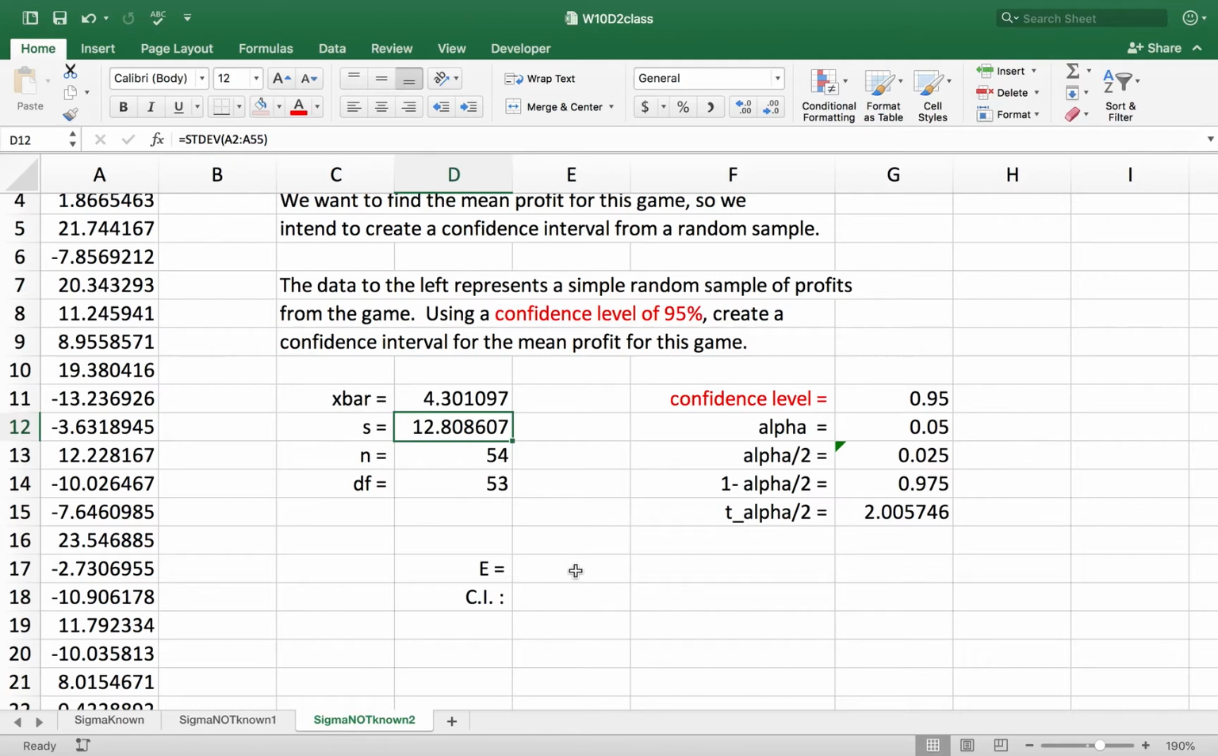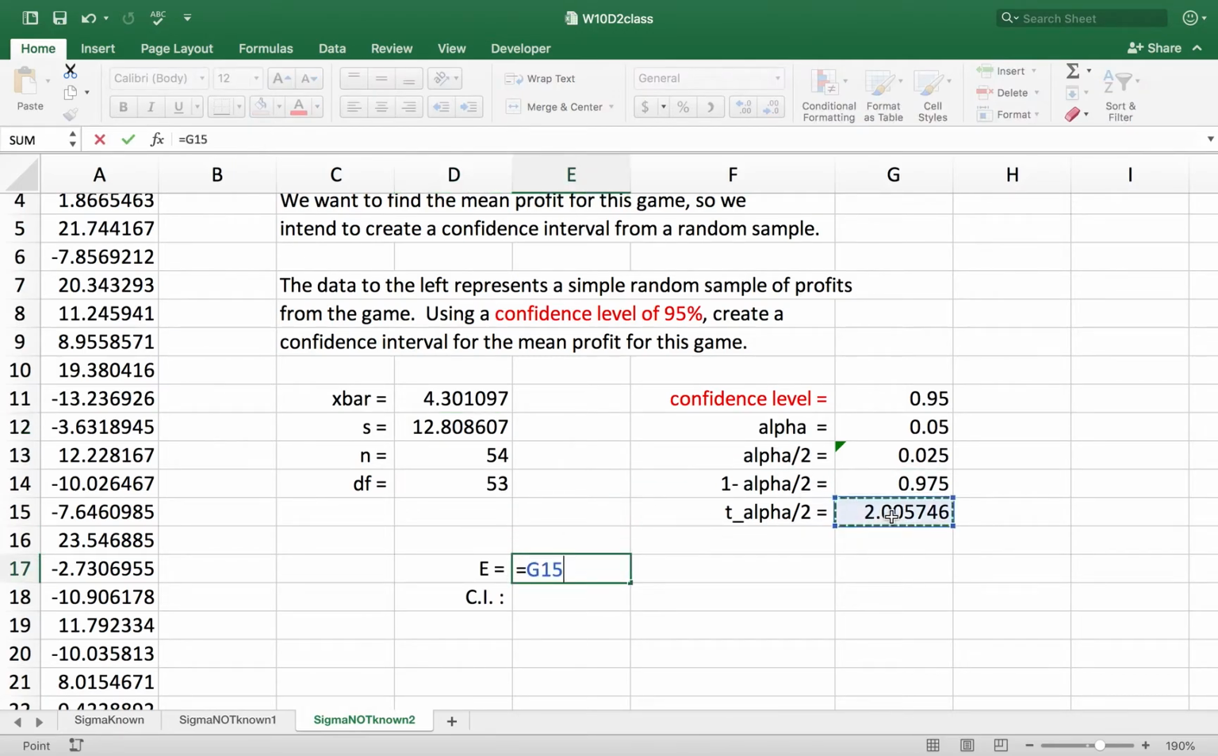And now we just compute our margin of error. Remember, this is going to be equal to t alpha over 2 times our standard deviation divided by the square root of our sample size. Now it's important to use the sample size here, not degrees of freedom, when doing this computation. So this tells us that the margin of error that we would expect in that sampling distribution is going to be about $3.50.